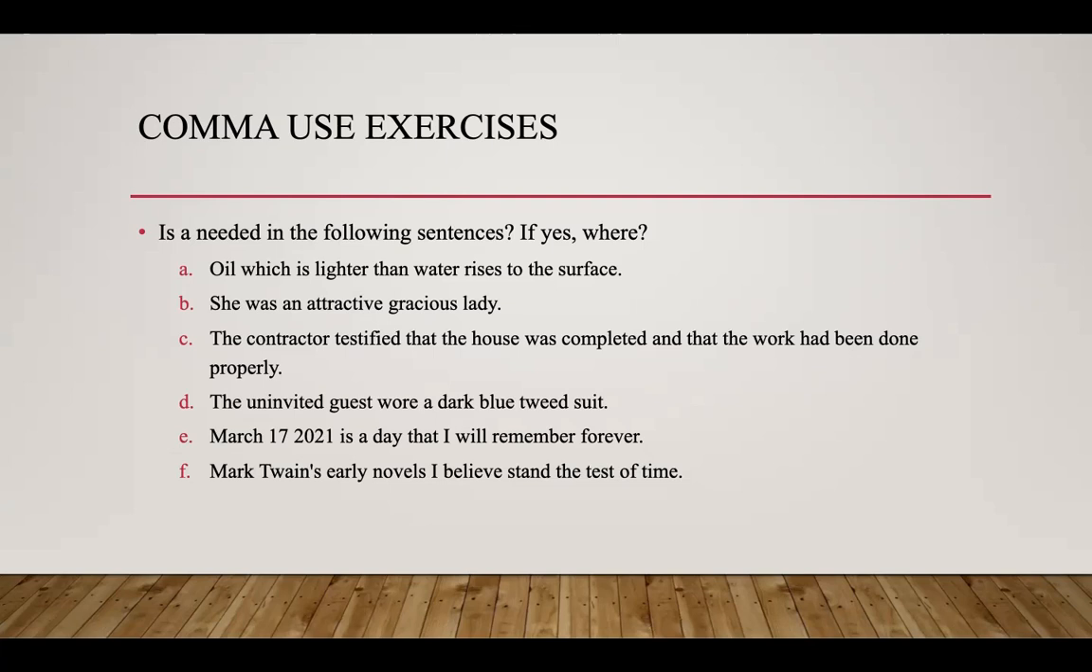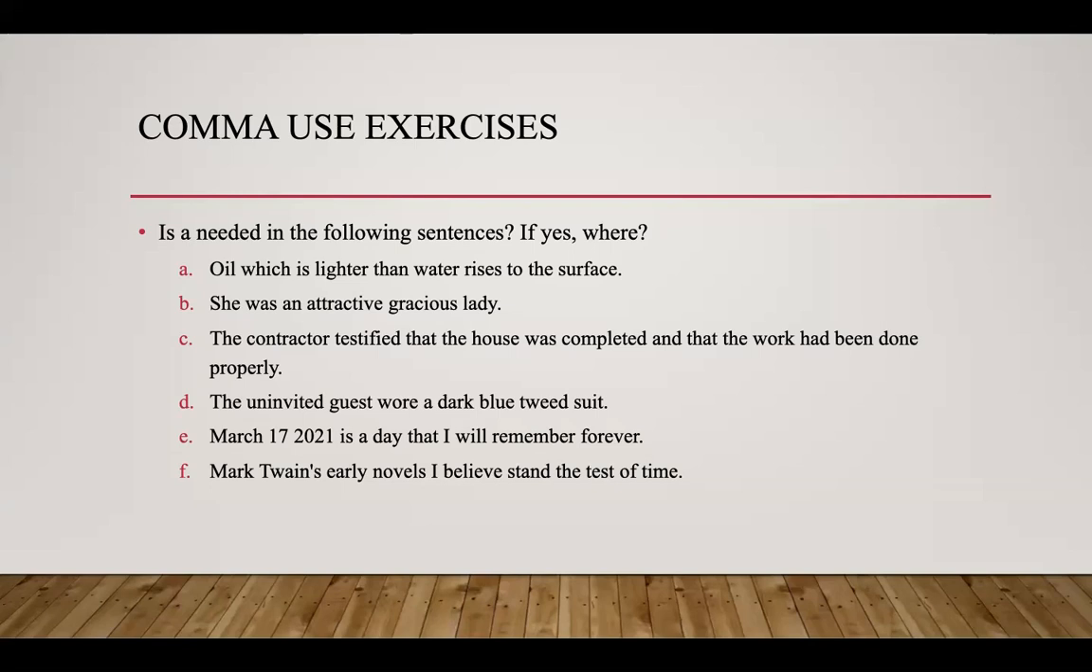Yes, we need a comma. I see contradicting answers. We need a comma. Okay. And where to place the comma? To place it exactly after the word oil and after the word water.